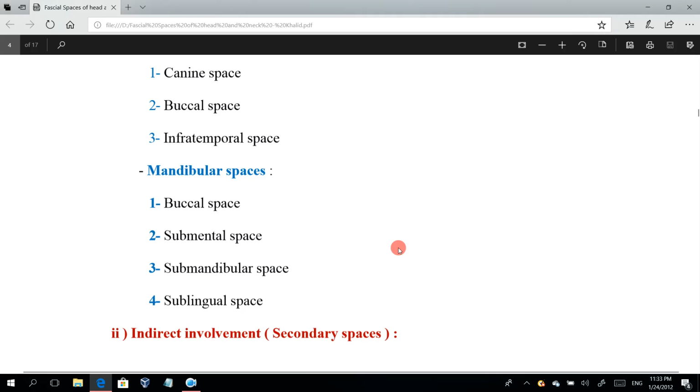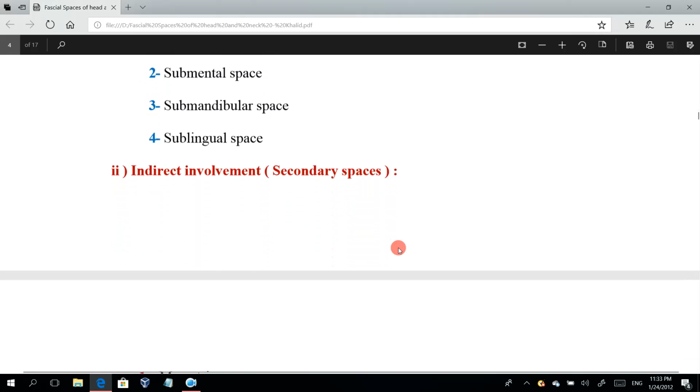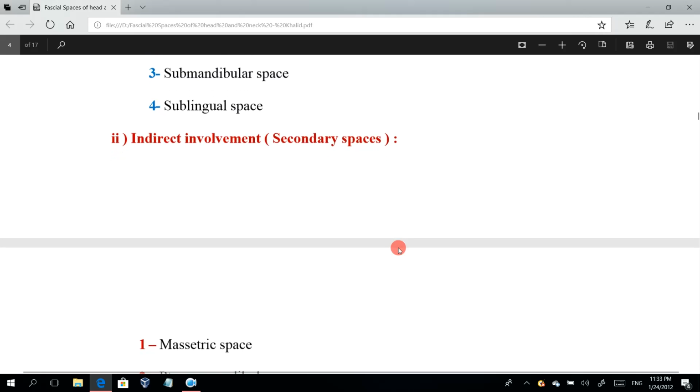This is the direct involvement. Direct involvement of these areas is called primary spaces. Second, we have the indirect involvement. I will say these spaces are involved by infection indirectly. I will say infection reaches these spaces from the primary spaces.